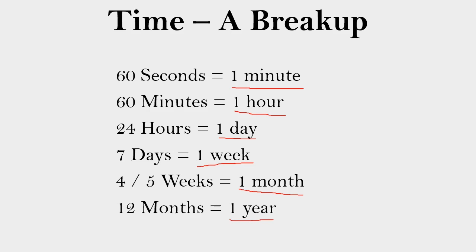365 days makes a year. Sometimes, once in every 4 years, we get 366 days. The year that we have 366 days, that's called a leap year. We'll come to the calendar and those details later on. Today we will learn how to read time.